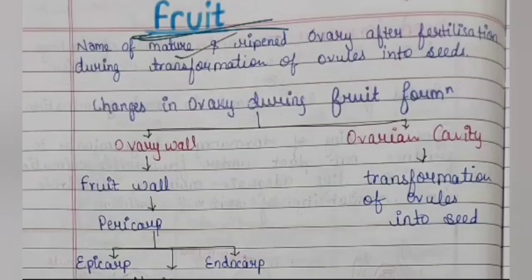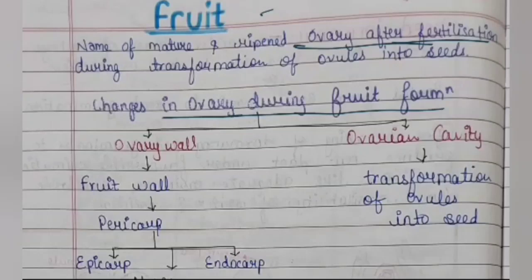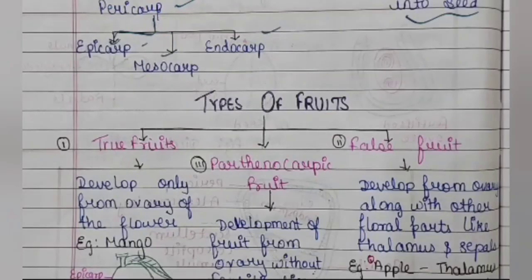Fruit is the name of mature and ripened ovary after fertilization during transformation of ovules into the seeds. Okay, now the changes in ovary during the fruit formation are: first in ovary wall, that it forms fruit wall, that is pericarp, the epicarp and the mesocarp and the endocarp. Then the ovarian cavity, it is transformation of ovules into seeds.